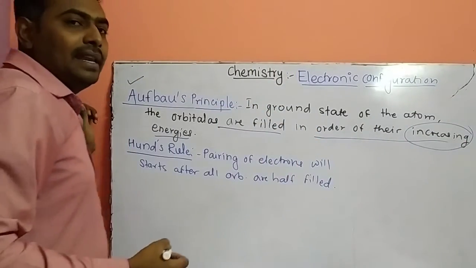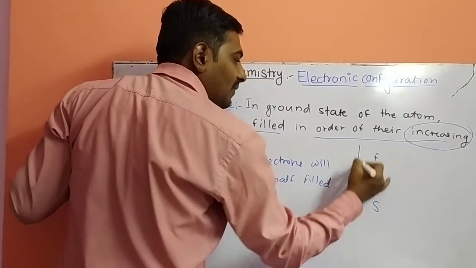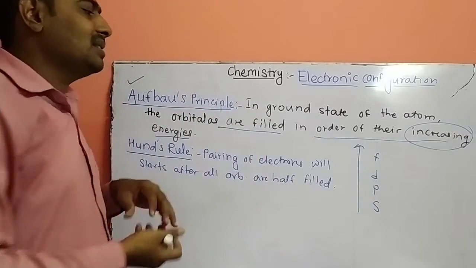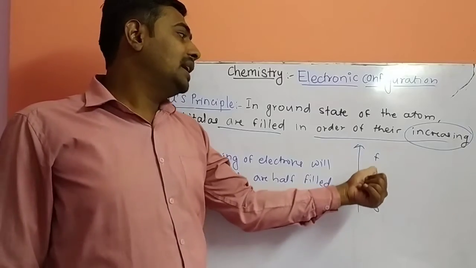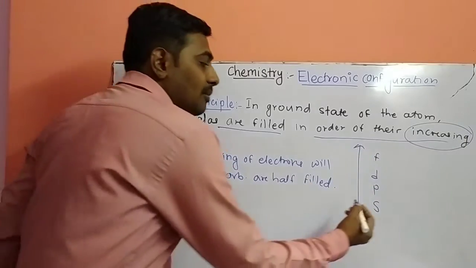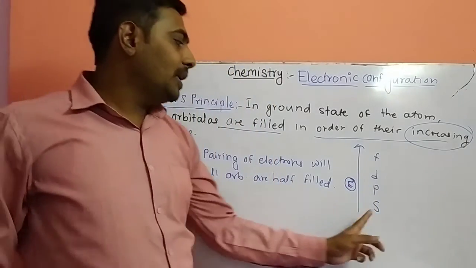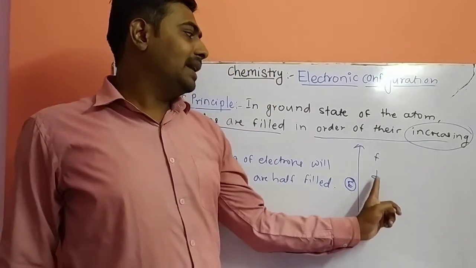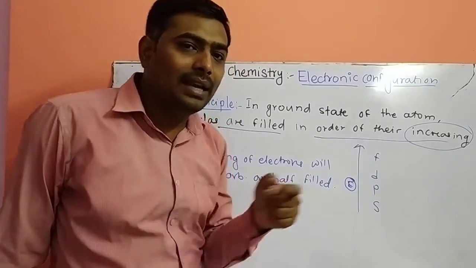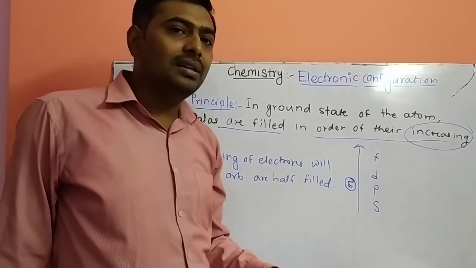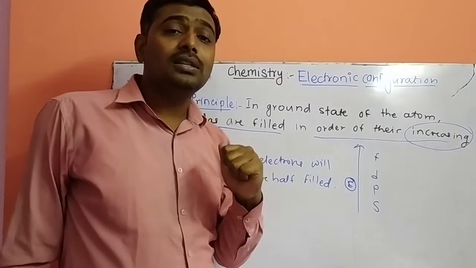What does it mean? In an electronic configuration there are 4 orbitals present: s orbital, p orbital, d orbital and f orbital. As we know, the periodic table contains 4 blocks: s block, p block, d block and f block, in which the s block has lower energy. The s orbital has lower energy than the p orbital, than the d orbital, than the f orbital. Which orbital contains higher energy? The f orbital. Which orbital contains lower energy? The s orbital.